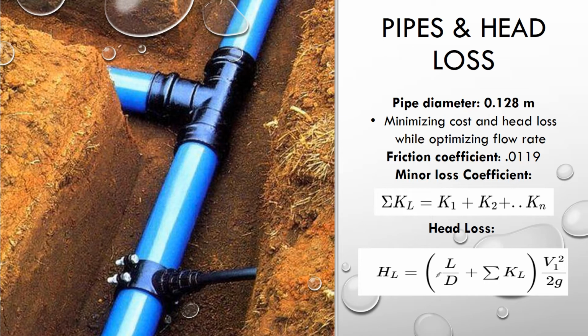Next, we calculated our minor loss coefficient by adding up all the coefficients from the fittings for each path. After choosing our diameter and fittings, we used the total head loss formula by converting our given flow rates into velocity. Finally, we chose Excel to carry out all our calculations.